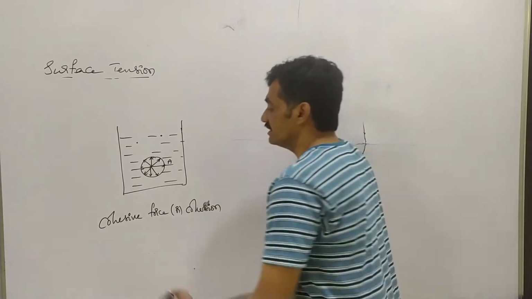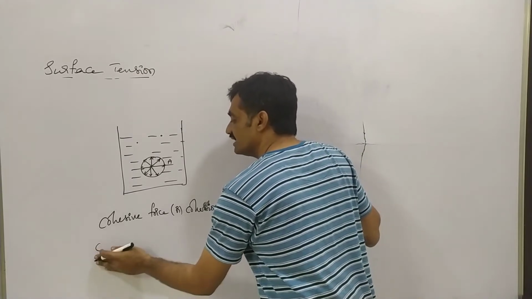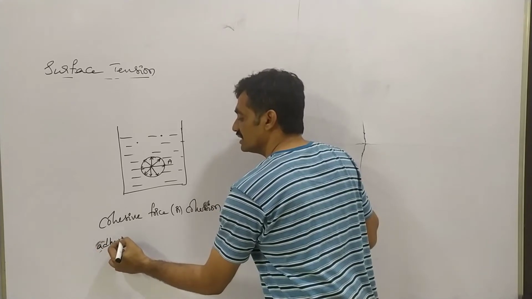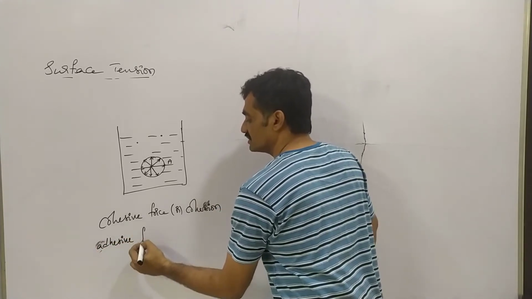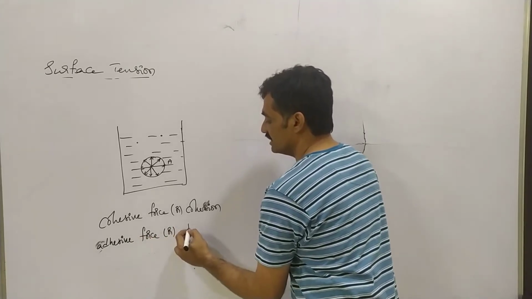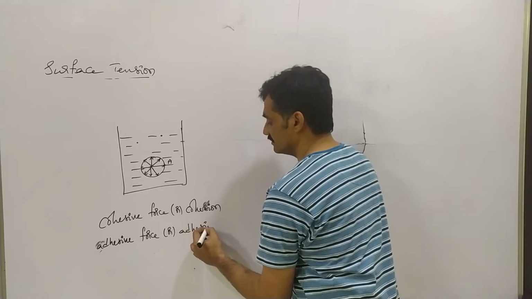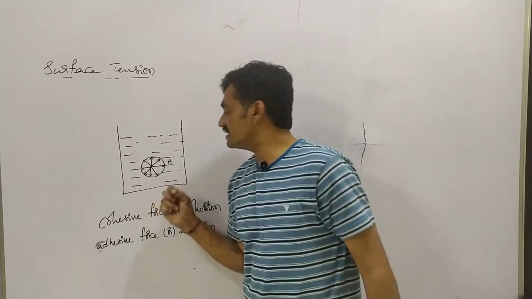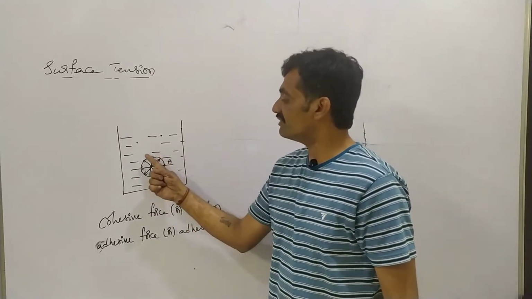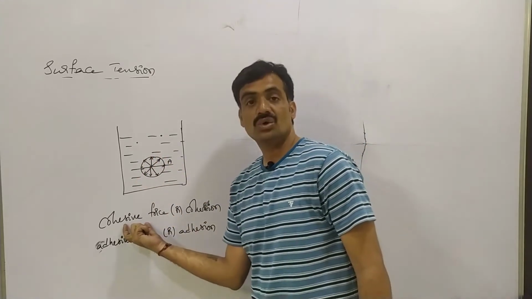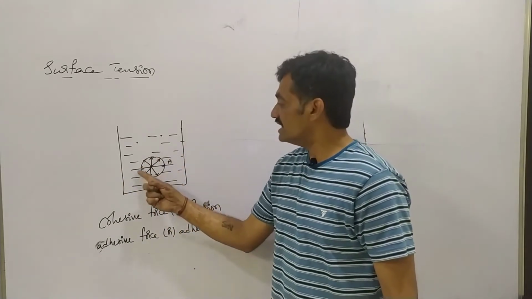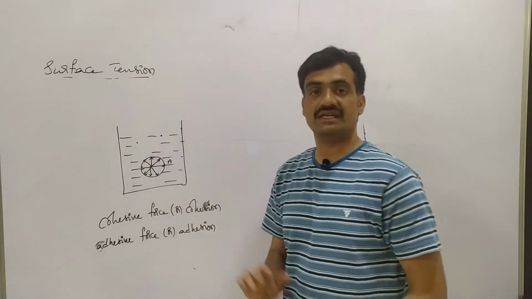Whereas the force acting between different types of molecules is known as adhesive force, or adhesion. In this case, we are representing that the force of attraction is acting between the same type of molecules, so we can say it is a cohesive force. Observe that for molecule A, the cohesive force is in equilibrium in all directions.